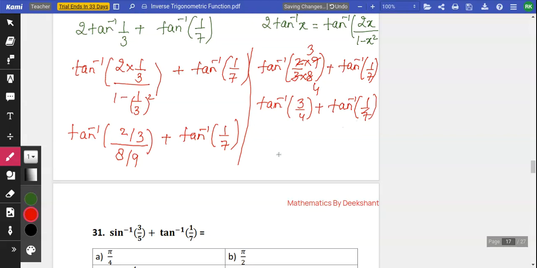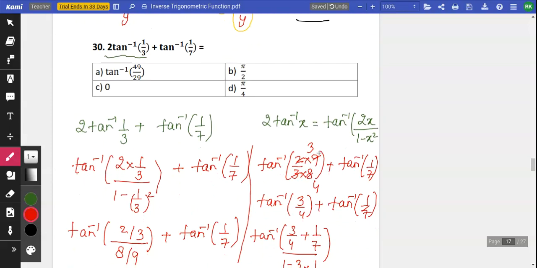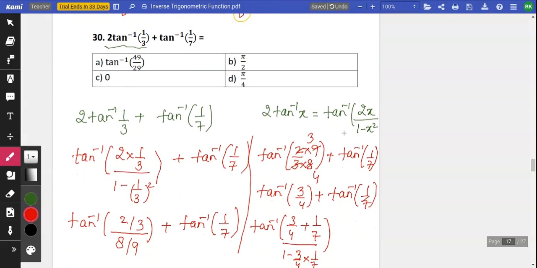Now applying the same formula of tan inverse x plus tan inverse y: tan inverse 3 by 4 plus 1 by 7 upon 1 minus 3 by 4 multiplied by 1 by 7. After solving this, we get tan inverse 1, and tan inverse 1 is pi by 4. So the correct answer is option D.